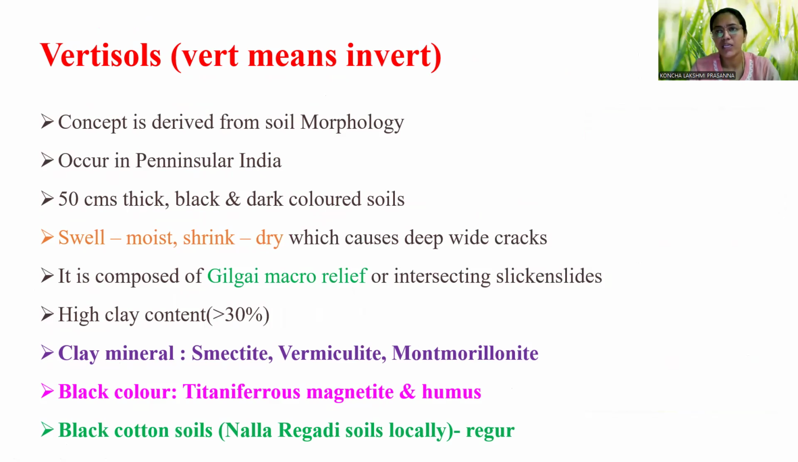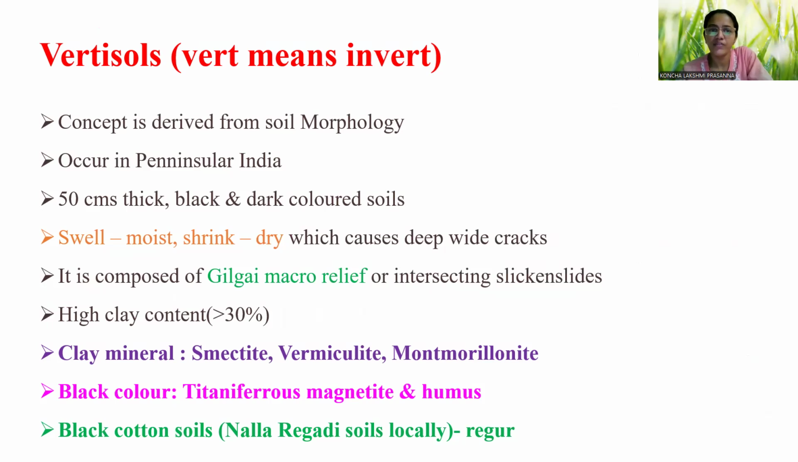These soils mostly occur in peninsular India. They are 50 centimeters thick, and black and dark colored in nature. These soils have the characteristics of swelling and shrinkage. They swell in moist condition and shrink in the drying condition, that is during the summer season, and due to this swelling and shrinkage, deep wide cracks are formed.